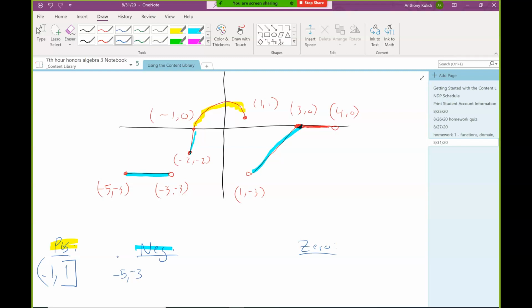Everybody's good with how I got that? If I look at that point, -5, -3, is that below the x-axis? So that gets a bracket. How about the -3? Should I get a parenthesis or bracket?